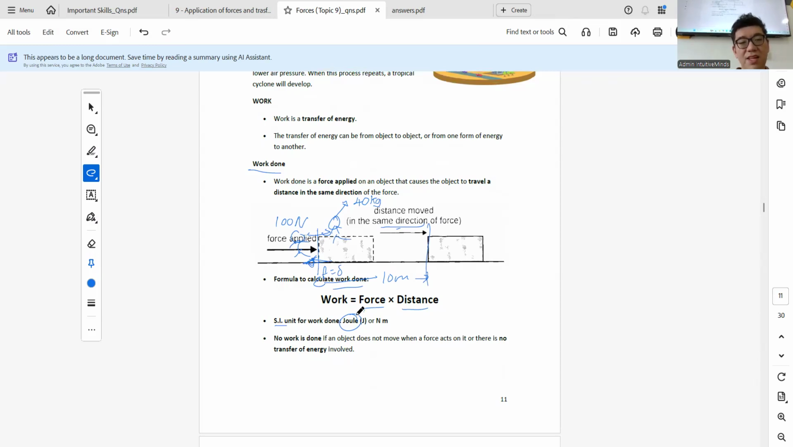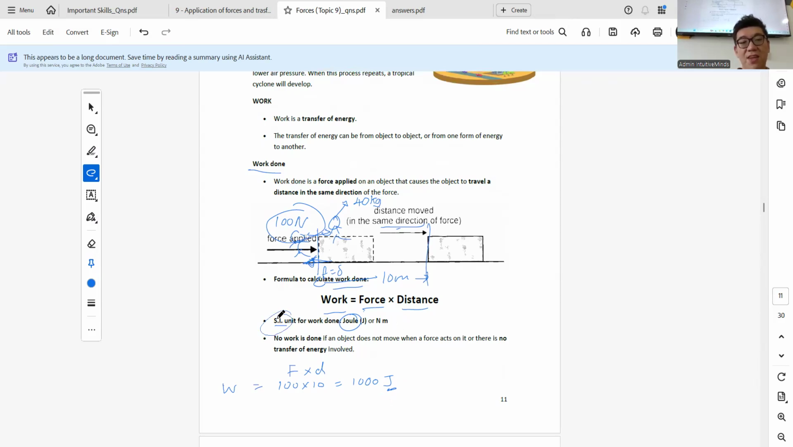The work done in this case by you would be 100 times 10. Work done equals force times distance. So force, you exert 100 Newton force, and the distance moved is 10. So it'd be 1000, what unit would it be? Joules. 1000 J. So unit must put down.